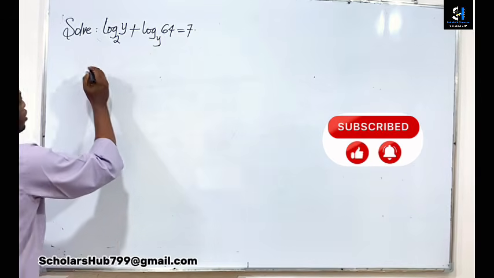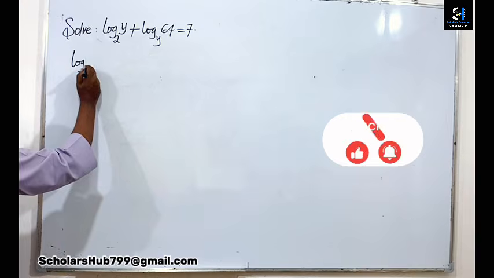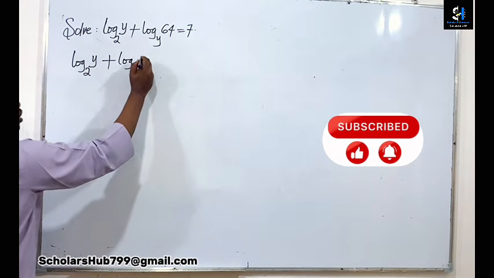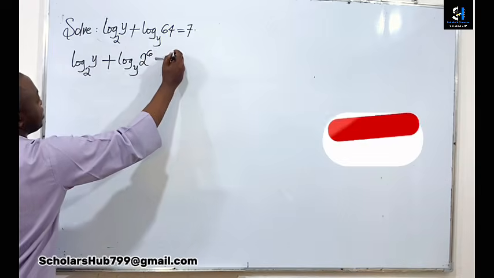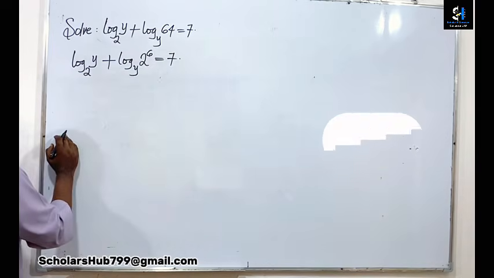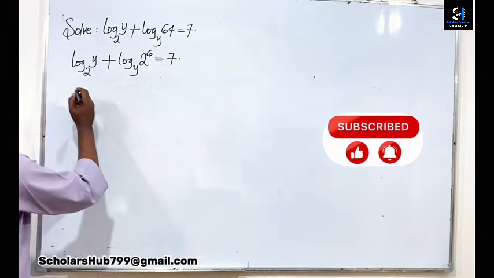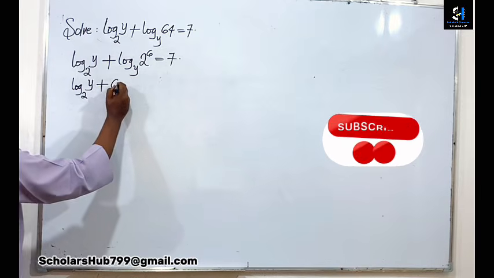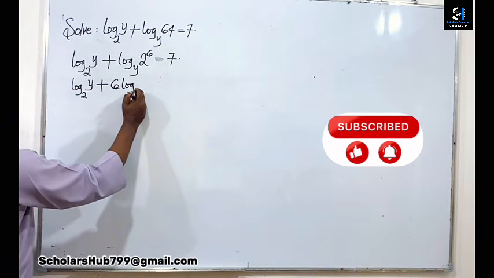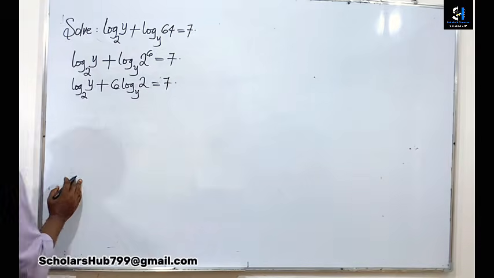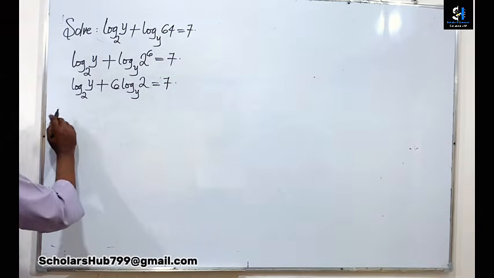All right, so step number 1 is to write this in terms of base 2. So we have log to base 2 of y plus log to base y of 2 raised to the power of 6 equals 7. So now I can bring this here to become the multiplier of the log, so that this will be log to base 2 of y plus 6 multiplied by log to base y of 2 equals 7.